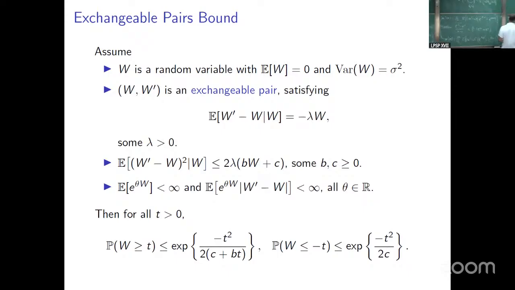Okay. So then this is less than or equal to, by the third one of these, the 2 lambda, the 2 lambda cancels, b W plus c. Okay, but then now we have a W e to the theta W, we have the e to the theta W, we get M prime and M back, right?